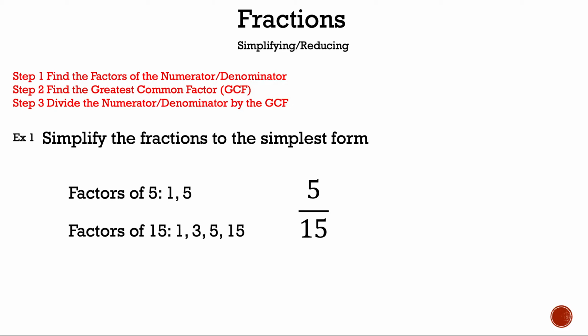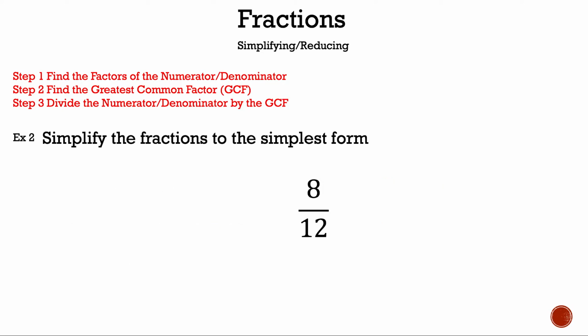Now, since we have found all the factors of both numbers, 5 and 15, we have to find the biggest one that they have in common. In this case, it is 5, so the GCF is 5. Now, we have to divide the numerator and denominator by the GCF. So we do 5 divided by 5, which is 1, and 15 divided by 5, which is 3. So my answer in this particular case is 1/3 after simplifying 5 over 15.